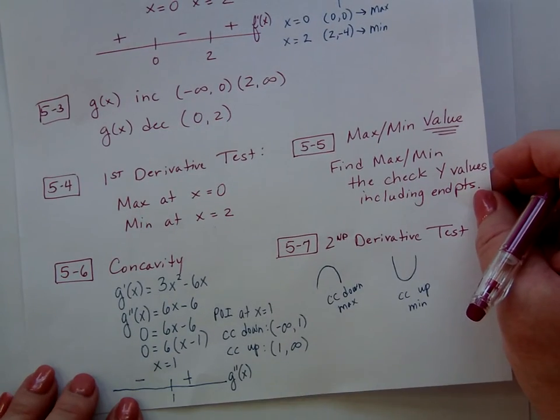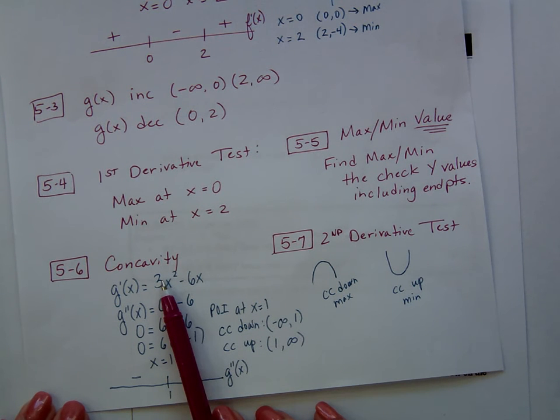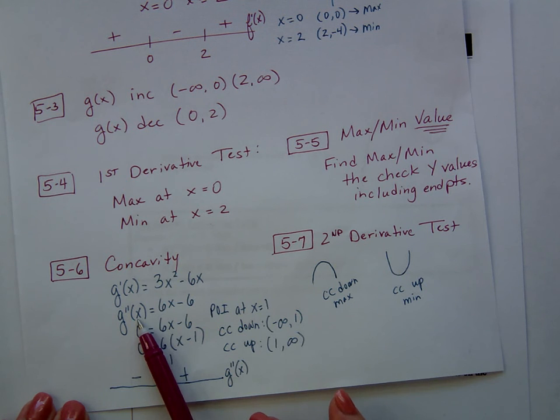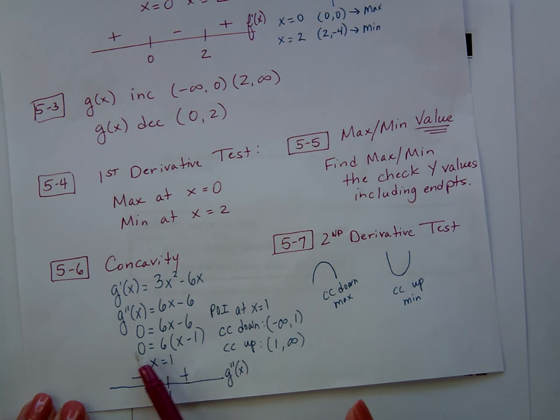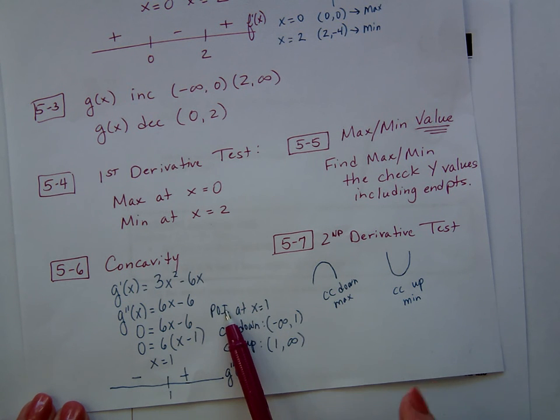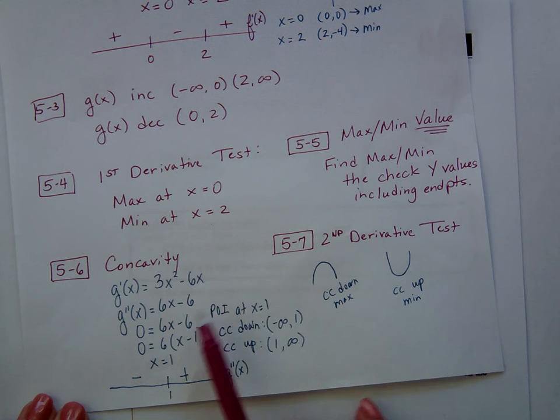Last section we talked about concavity, where it's concave up, happy face, where it's concave down, sad face. And we talked about that via the second derivative. Concavity comes from the second derivative. And we also discussed points of inflection. So I find the second derivative, set it equal to 0, and then make a sign chart out of that. This is concave down from negative infinity to 1 and concave up from 1 to infinity. If it changes signs, negative to positive, positive to negative, it is considered a point of inflection. If this were positive, positive, that would not be a point of inflection. And so that was pretty much your 5.6.